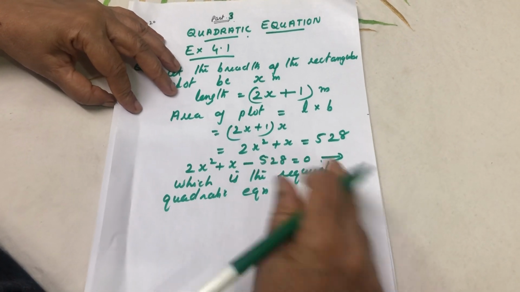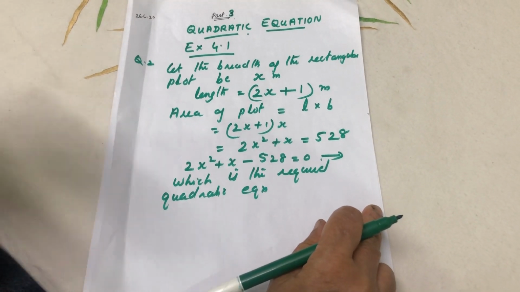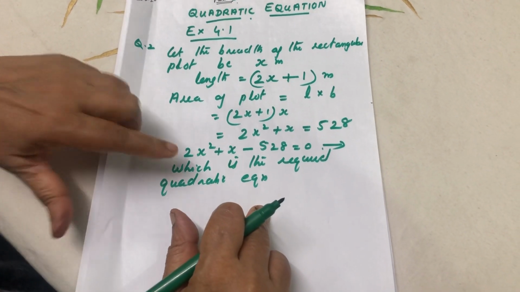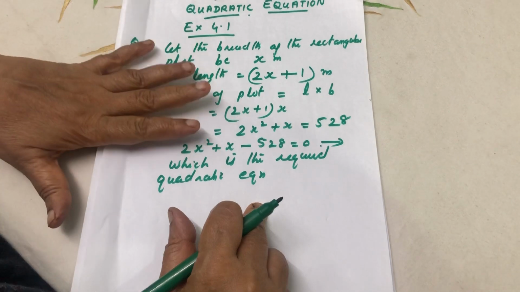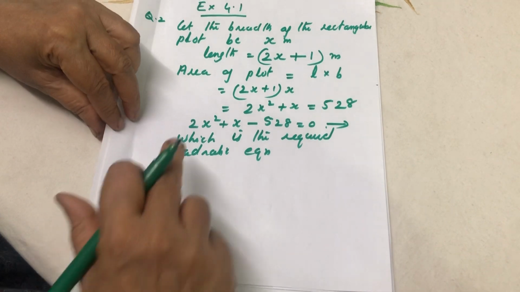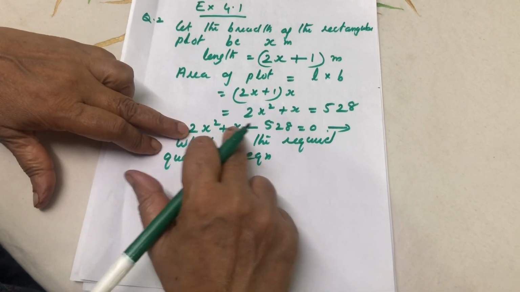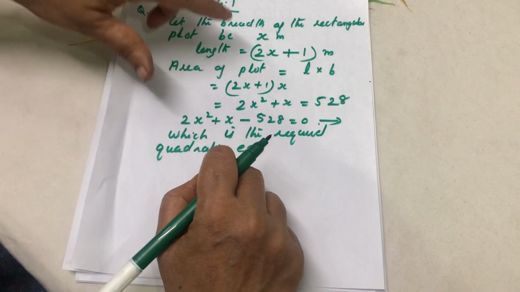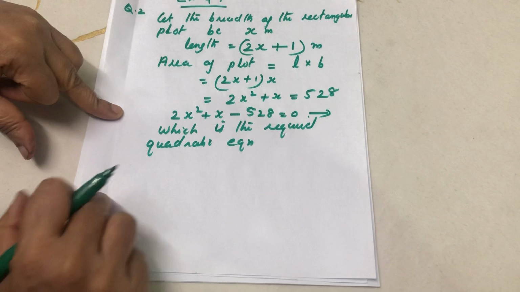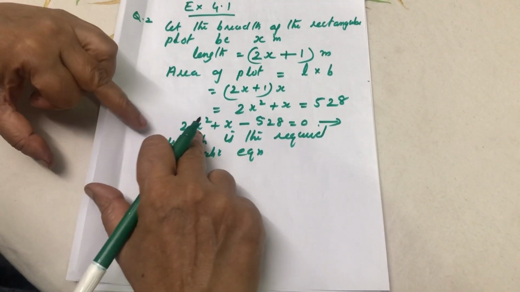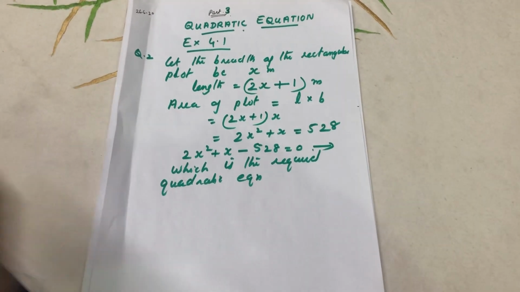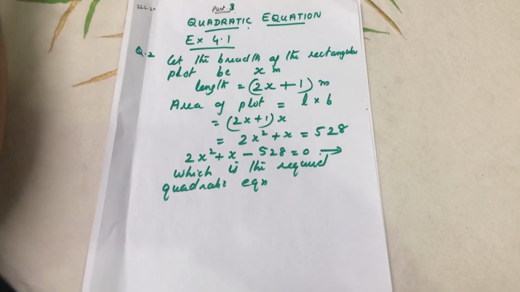If you solve this quadratic equation, you get the values of x. You have already learned that a quadratic equation has at most 2 solutions. So you will get two values of x and you have to substitute and see which one is the correct answer. That we will learn later. So this is the quadratic equation. When you solve this equation, you will get the length and breadth of the rectangular plot. So next question.